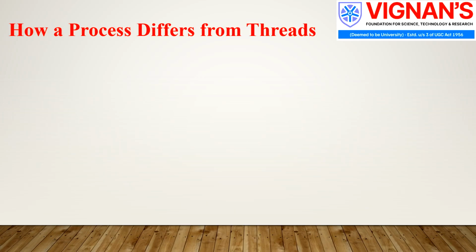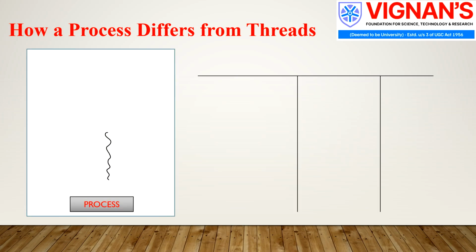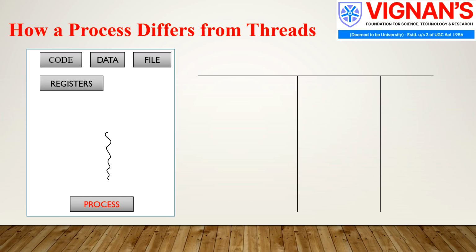How a process differs from threads. The image on the left represents a single process execution model. In this model, there is only one flow of execution. The process contains code, data, and file resources, which are shared within the process. It also has only one set of CPU registers and one stack. Since there is only one stack and one register set, only one task can execute at a time. This model is simple, but it does not efficiently utilize the CPU, especially in multi-core systems.